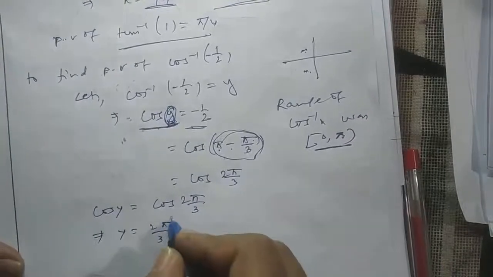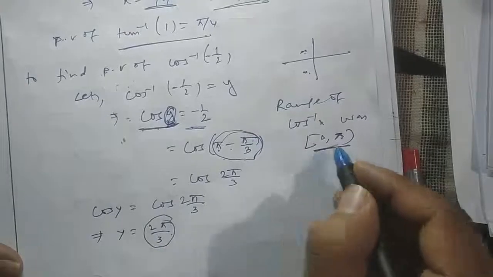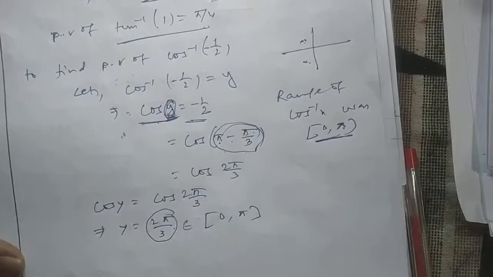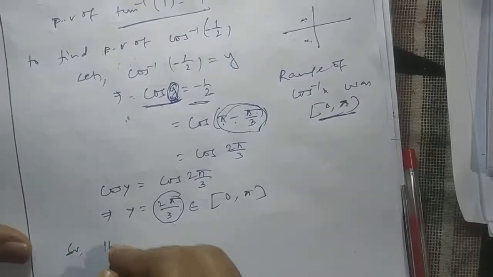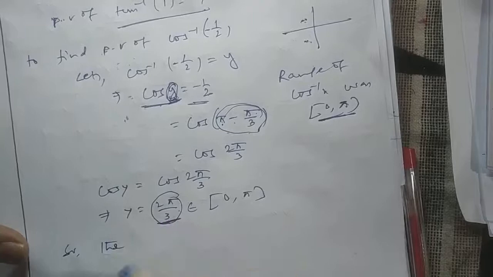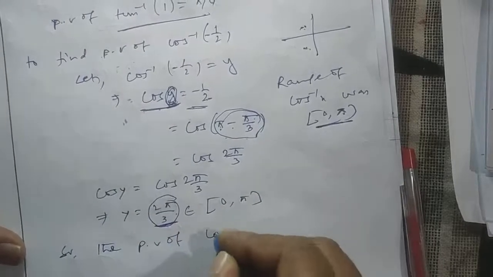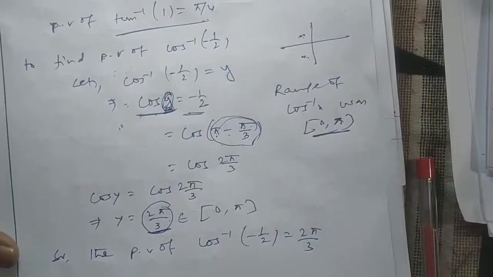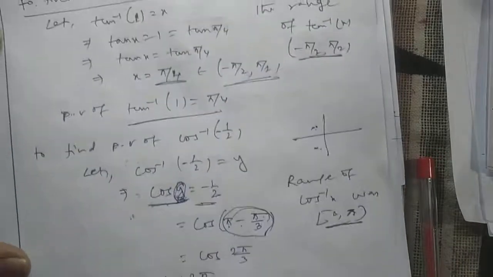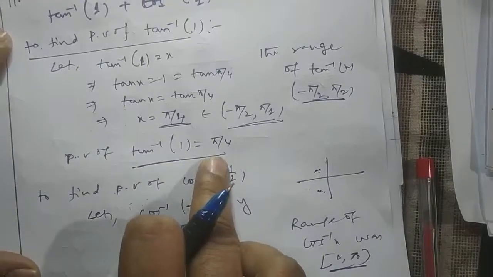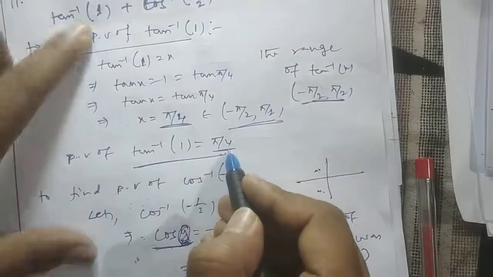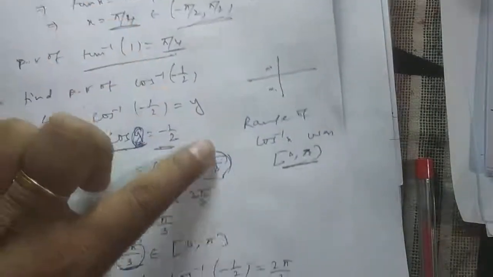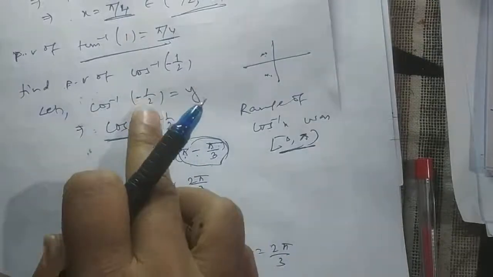Now let us check whether this angle belongs to the range or not. Yes, it is clearly seen. It belongs to the range. So it will be the required PV. So the PV of cos inverse minus half will be 2 pi by 3, correct? So in this way, we have got two PVs. The first PV was pi by 4 for tan inverse 1. The second PV is 2 pi by 3 for cos inverse minus half.